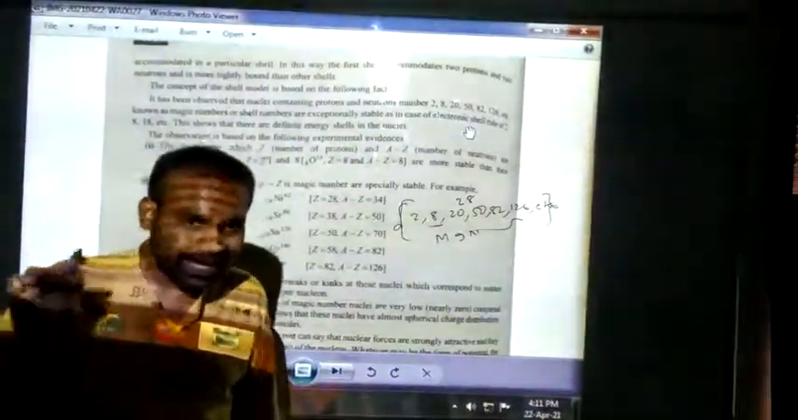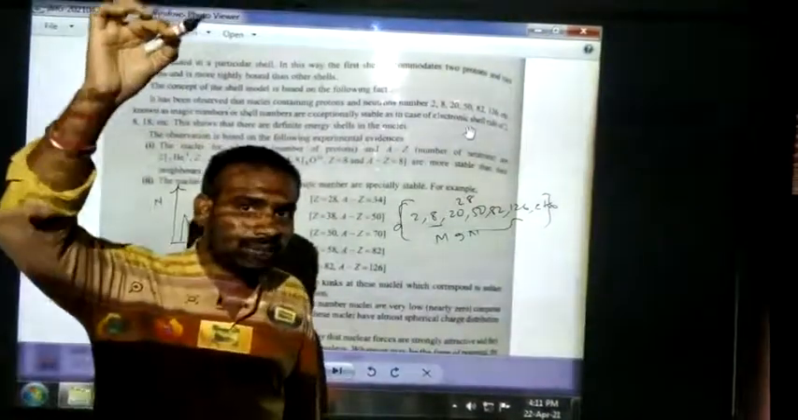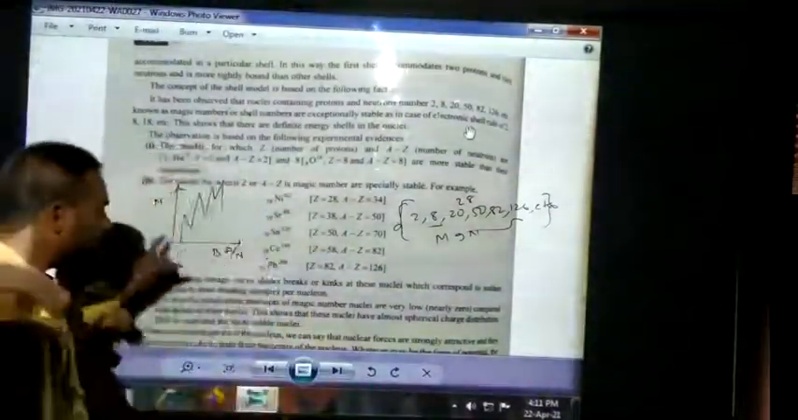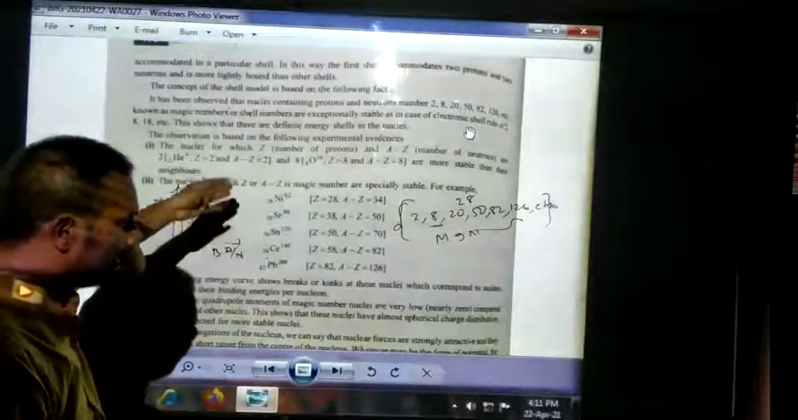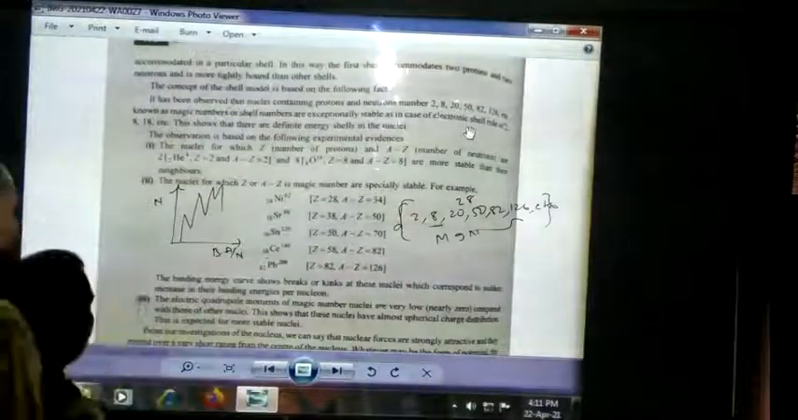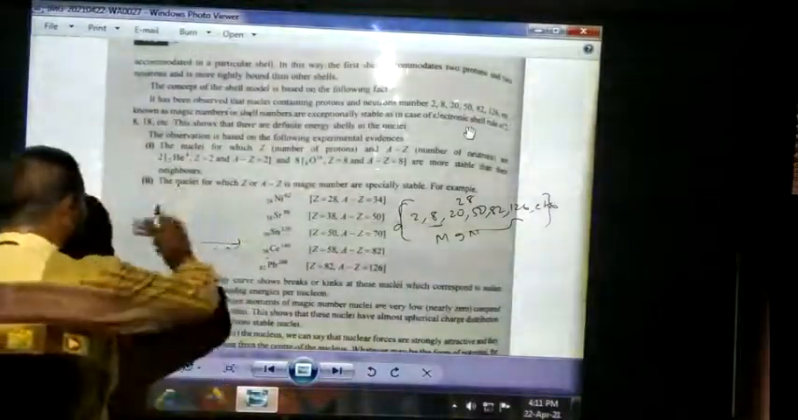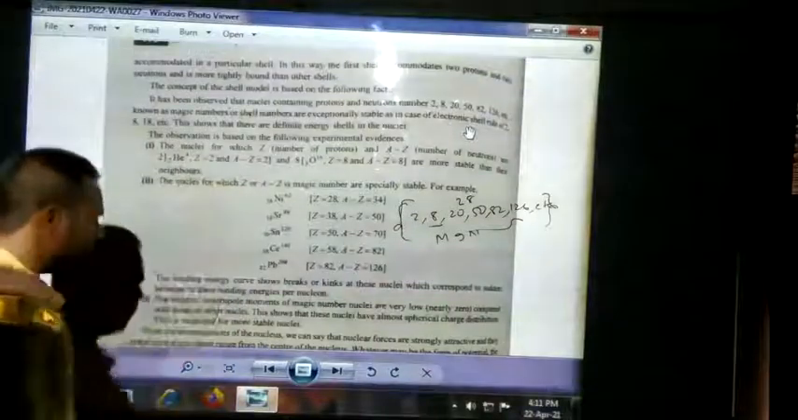So if you observe the binding energy curves, at these elements the binding energy suddenly rises. If you take these examples, helium, oxygen, nickel, Sr, Sn, Ce, Pb, at that point the binding energy suddenly increases. So it is an experimentally proved fact, and like this we can explain it.